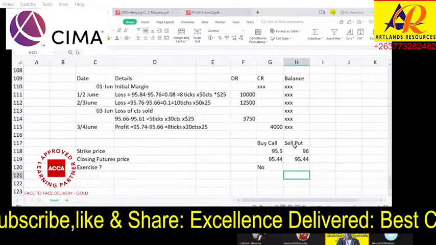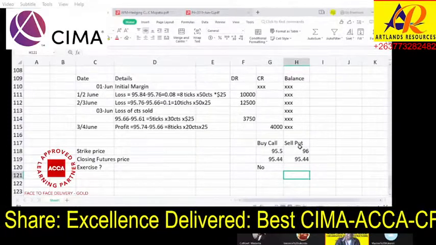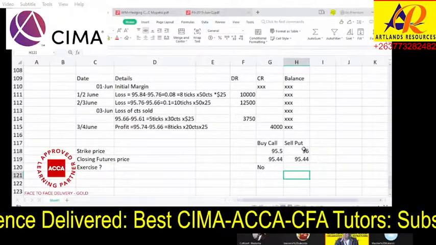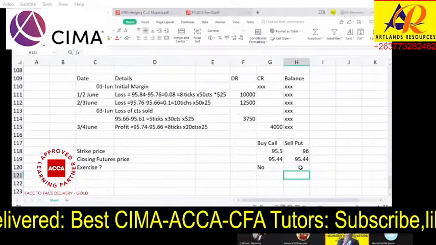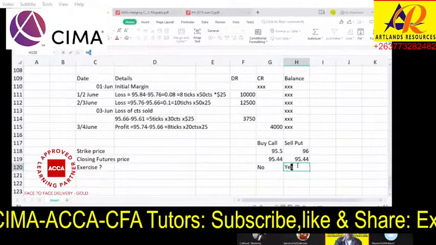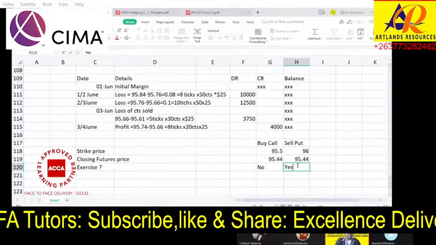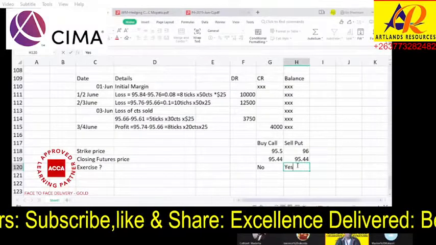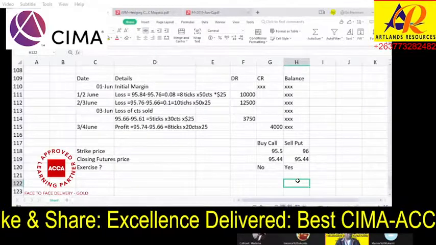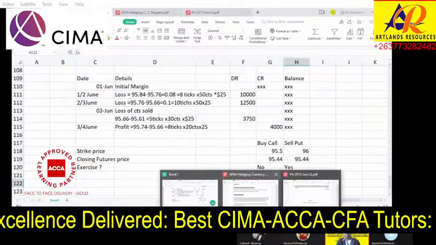And then selling a put means securing the right to sell the futures contract at the strike price. So I say, can I sell it at 95.44 or can I sell it at 96? I would rather sell it at 96 because it's a higher price. So in so doing, I exercise the option because I go for the option price. This is how you arrange a collar on lenders and then proceed as before. Simple as that. So we always want to do this.